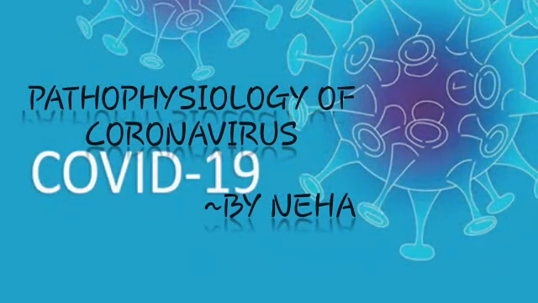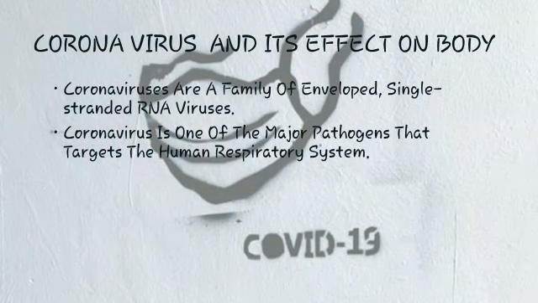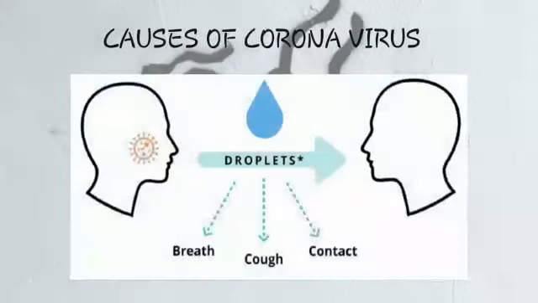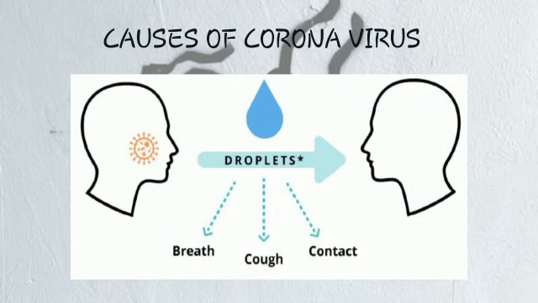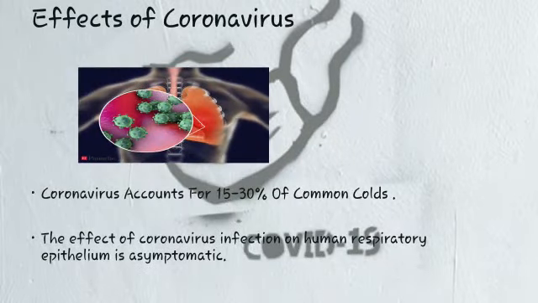Pathophysiology of coronavirus presented by Neha. Coronavirus is a single-stranded RNA virus. It affects our respiratory system and acts as a major pathogen. Cause of coronavirus: most commonly, it is spread from person to person among those in close contact by respiratory droplets during sneezing, coughing and talking. Effect of coronavirus: it accounts for the common cold and its effect on respiratory epithelium is asymptomatic.